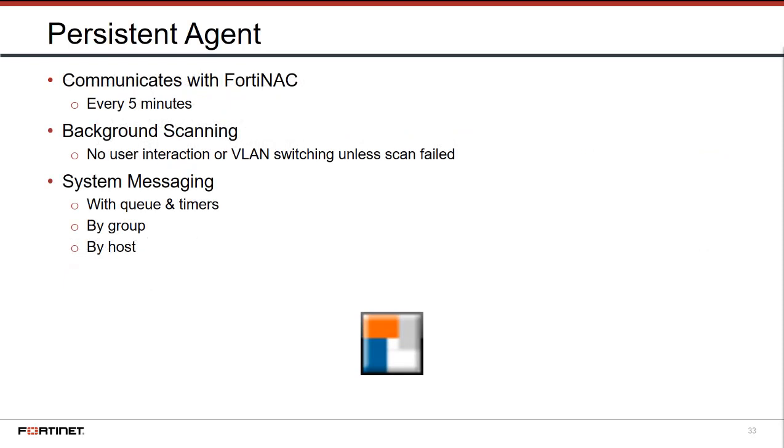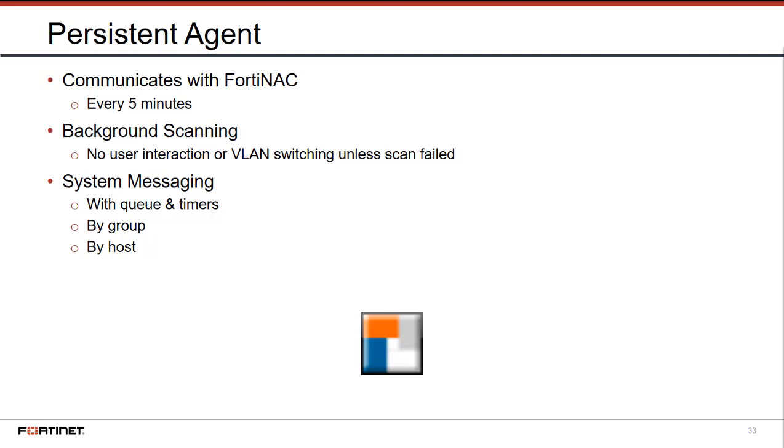So the persistent agent maintains communication with the Fortinet. So at an interval, it communicates back to the Fortinet, and the Fortinet acknowledges that the communication came in. So that's an important piece. It's always reporting back. Each time it reports back, information about the interfaces, information about the operating system, and things like that. It also allows for background scanning.